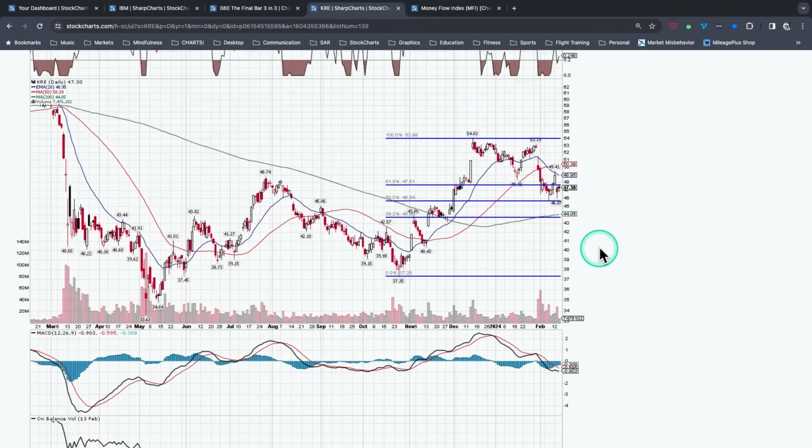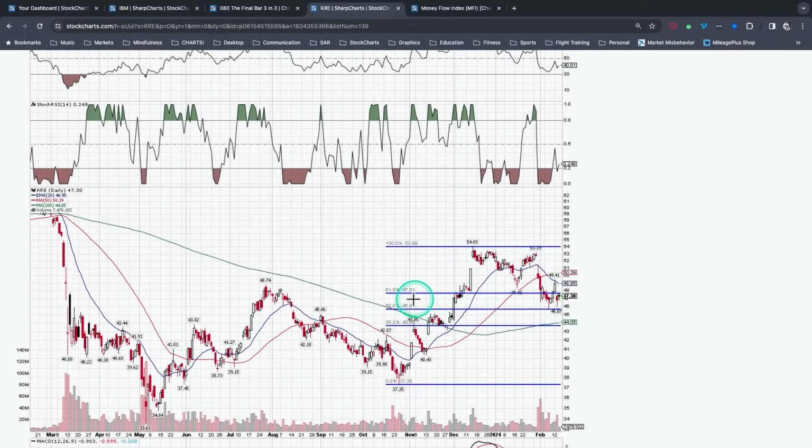All right, so now that I've updated the levels, what does this tell you? This tells you that the first level, which is the 38.2% level, labeled 61.8 (they're inverses of one another), is here around 47.60. We broke through that level. We've now tested the 50% level here around 46, and you can see we've bounced off of that point.